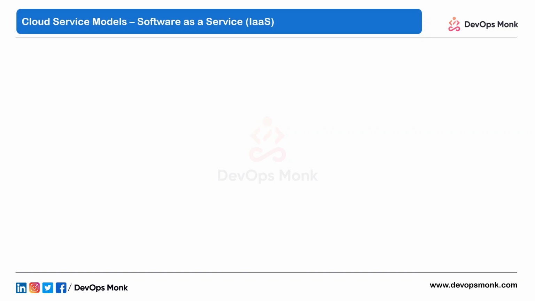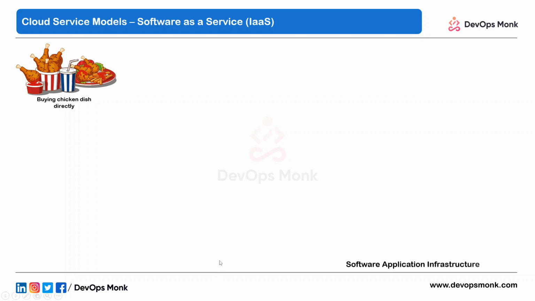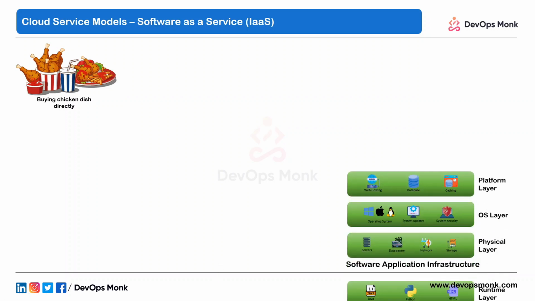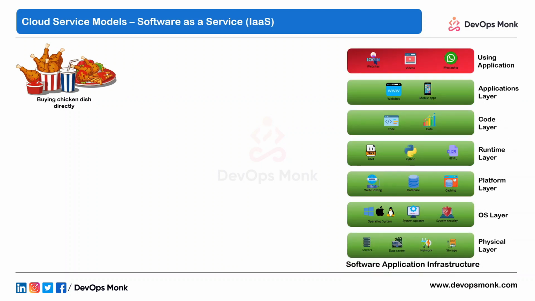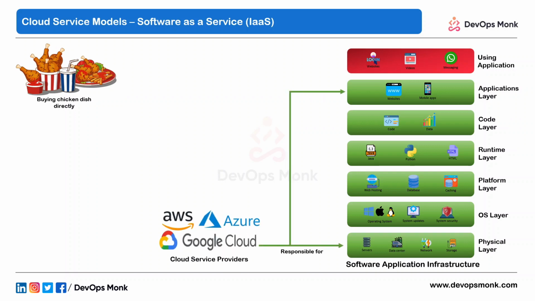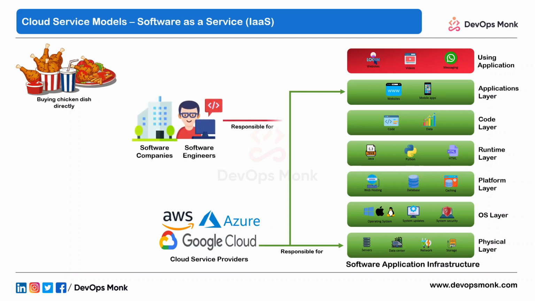Finally, software as a service. Think of it like directly buying a cooked chicken dish. In PaaS, cloud service providers take responsibility up to the platform setup, whereas in SaaS, just like you don't have to worry about cutting or cooking the chicken, everything from the physical server to the software application is handled by the cloud service provider. All we have to do is use the software. You don't have to worry about any layer of the infrastructure, OS, or platform. It's all taken care of for you.